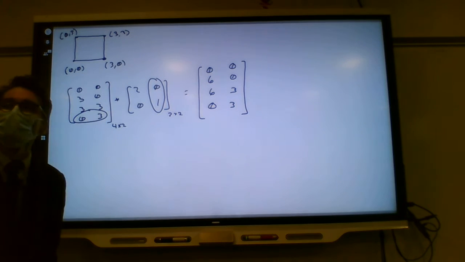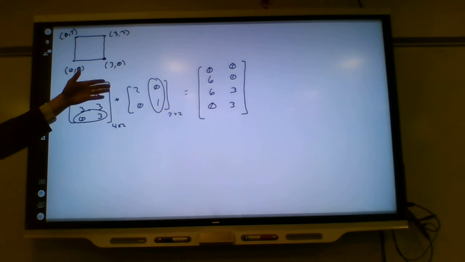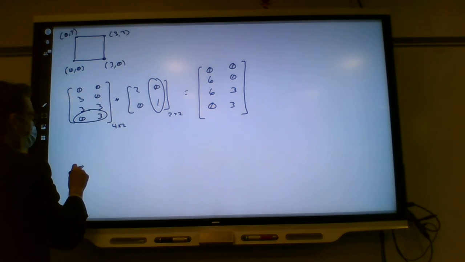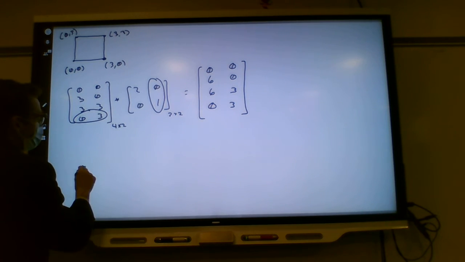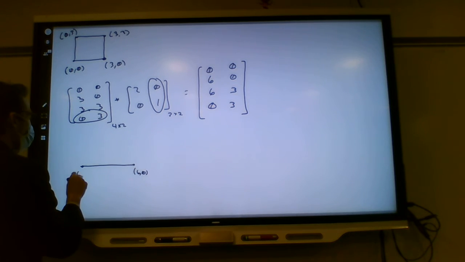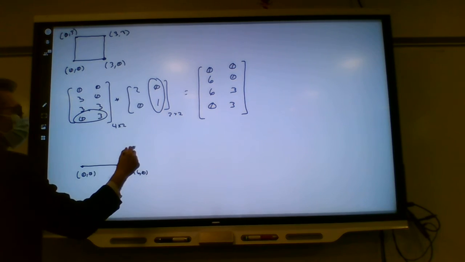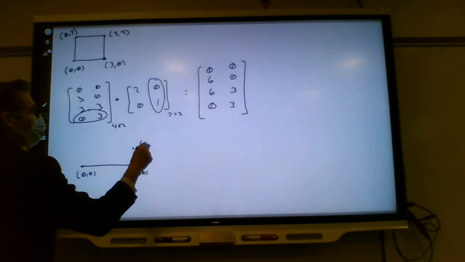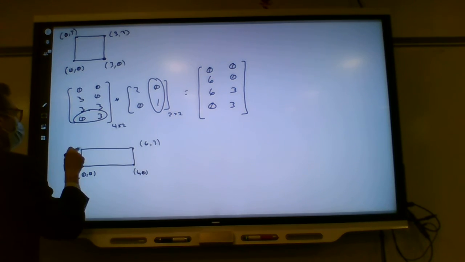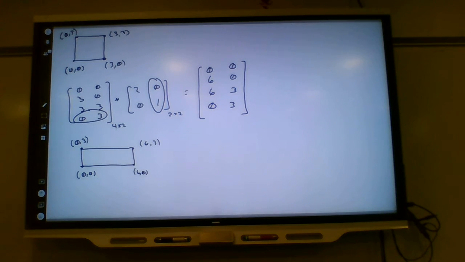Okay, so what happens? We have a new picture. 0, 0. Now we have 6, 0. Then we have the point 6, 3. And then we have the point 0, 3. And what happened? We doubled the x. Right? We doubled the x of all the points.